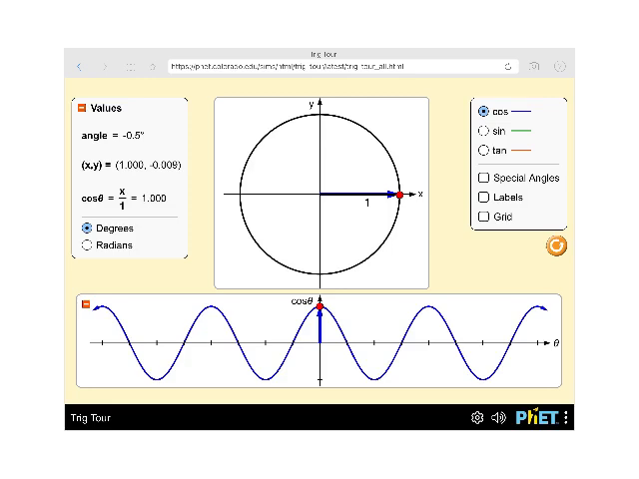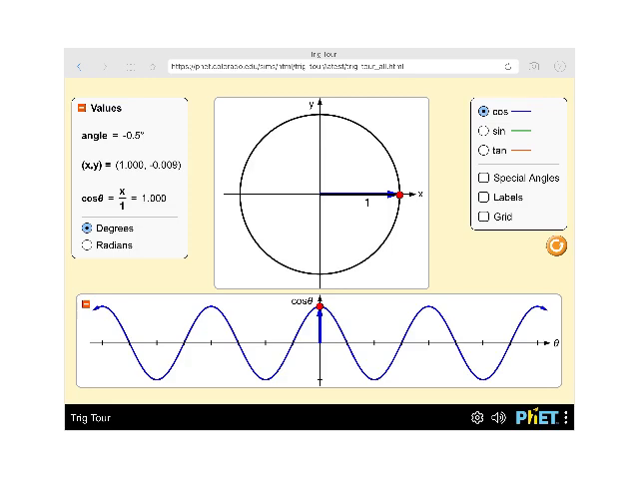We can also write this in pi. This would be pi half, this is pi, this is 3 pi half, and 2 pi. And we can keep going with that. So you can have that in degrees or radians, and it is a continuous wave. And from that we can always read the cosine.